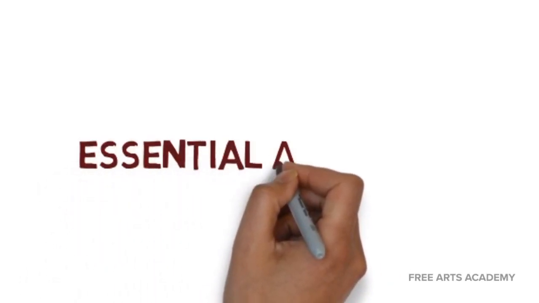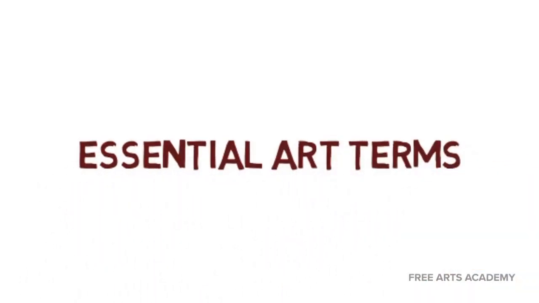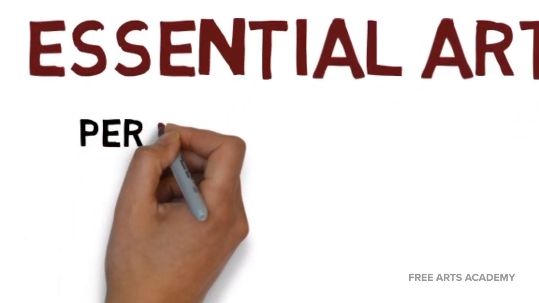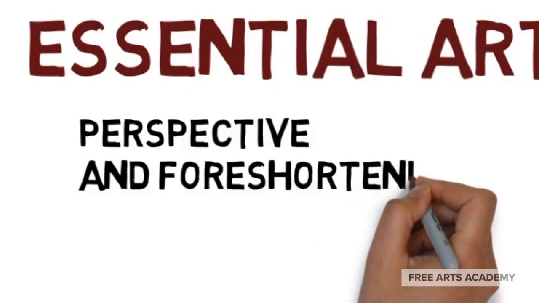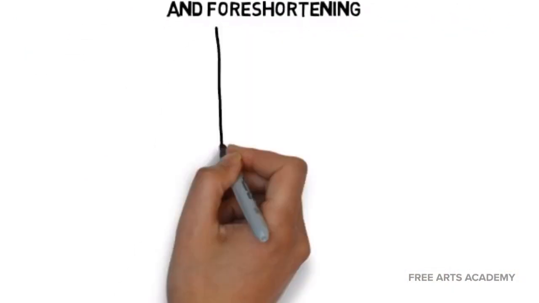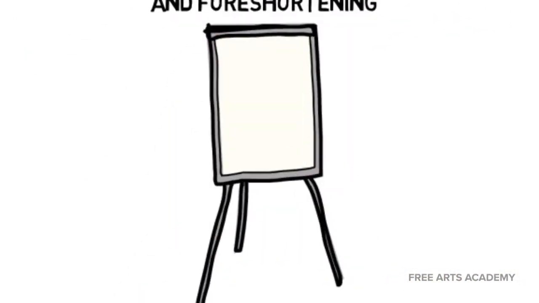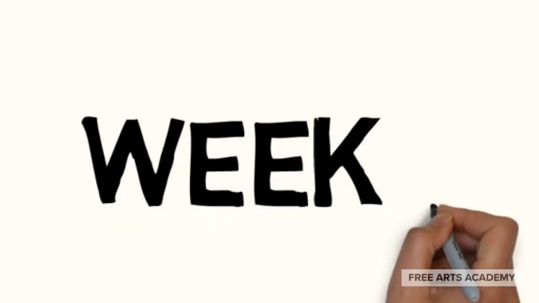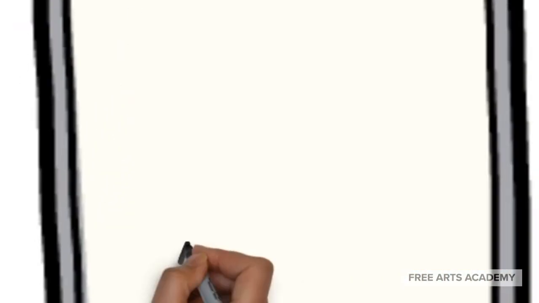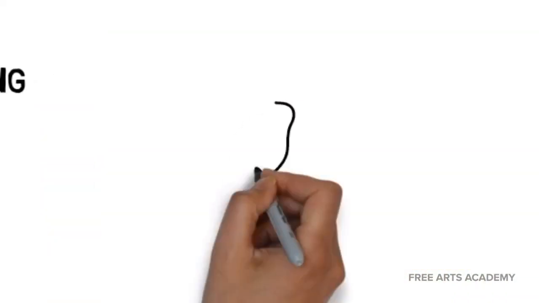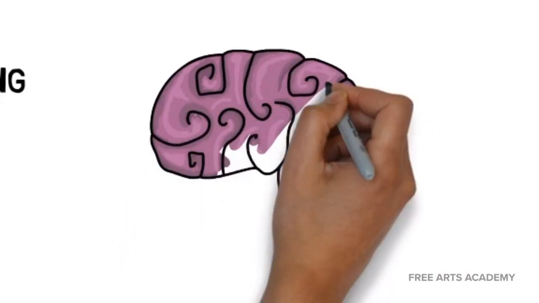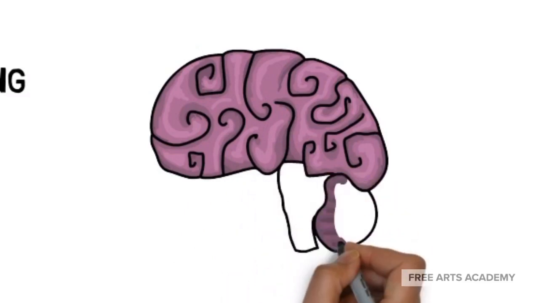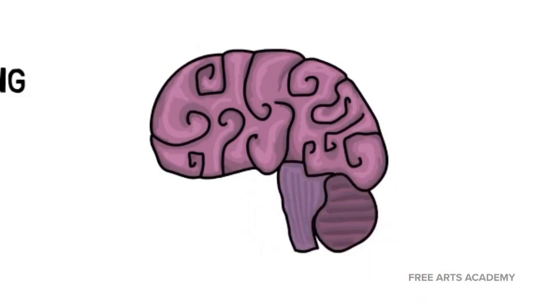This week we have two essential art terms: perspective and foreshortening. These two art vocabulary words work closely together. Remember, in week 1, we discussed the line. Before you even draw your first line, you'll need this next term in your mental toolkit. And this is important: texture.